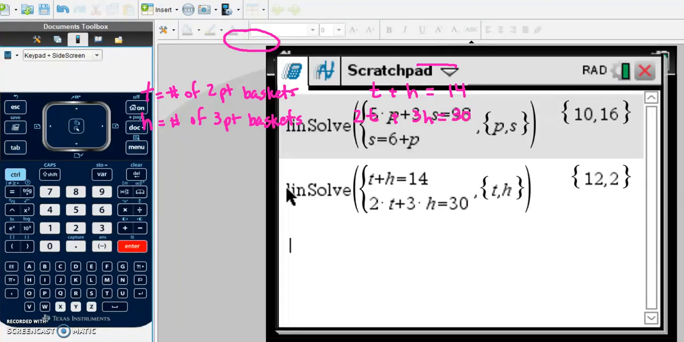And again, based on what we have right here, the T, this is the 2 points, and the H, this is the 3 points. So she had 12 2-point baskets and 2 3-point baskets.